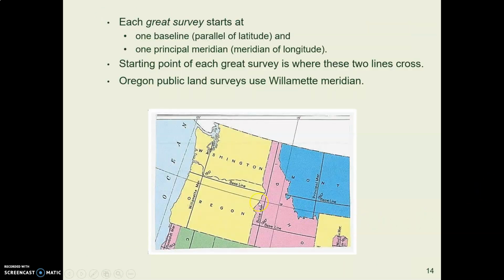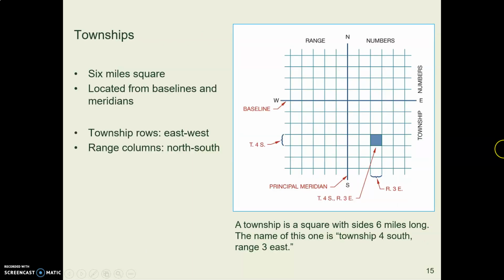In Oregon, we have a baseline that's up at the north part of the state near the Columbia River. And then our principal meridian is the Willamette Meridian. So all of our rectangular surveys in Oregon start at this point where that baseline and the Willamette Meridian intersect. Now, from those two lines, the land is divided up into 6-mile chunks. Chunks of land that are 6 miles on a side.